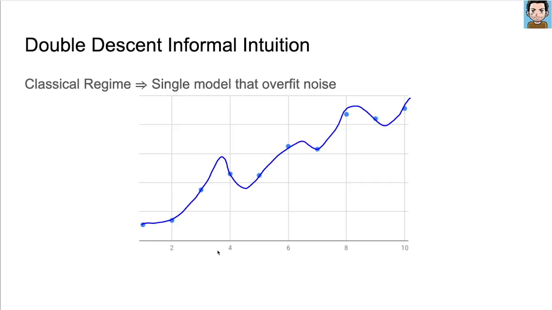Now let's say that we are in the classical ML regime. We have a single model that is under-parameterized. These blue dots are our training samples, and the blue curve is our single model that overfits the noise, as you can see in this figure. This model has a limited capacity, and its best case scenario would be to memorize the training data, including the noise, as you can see in this figure.